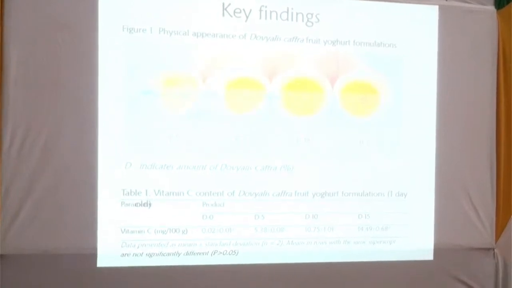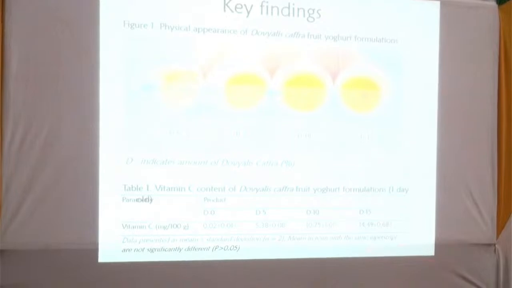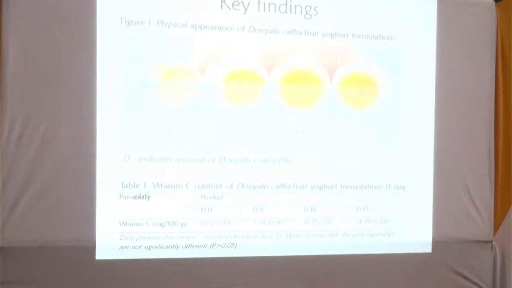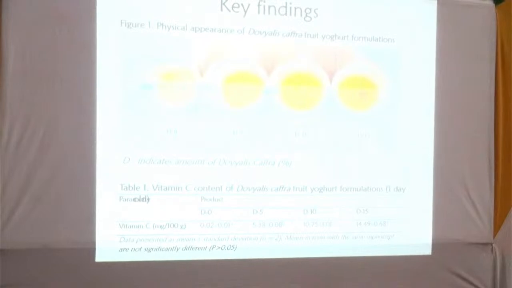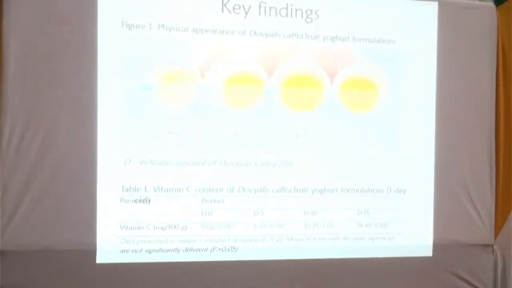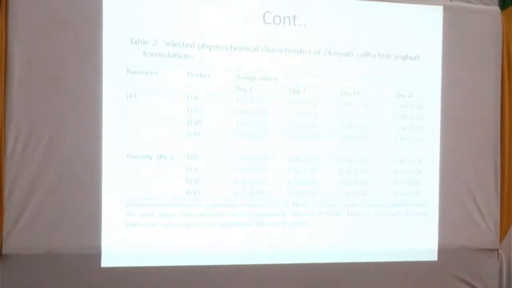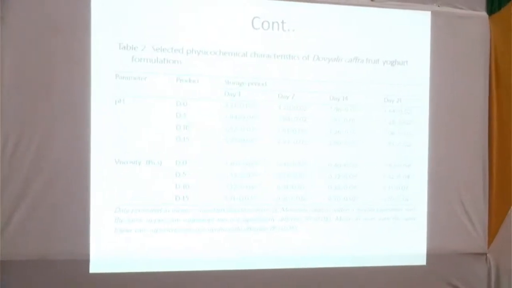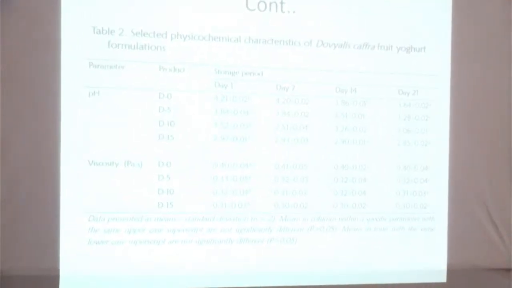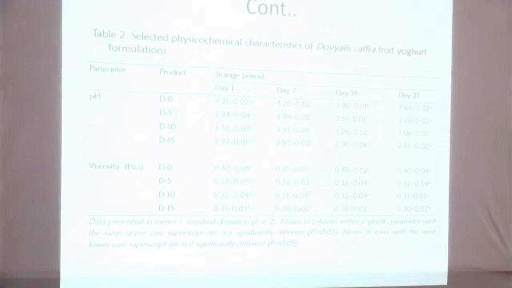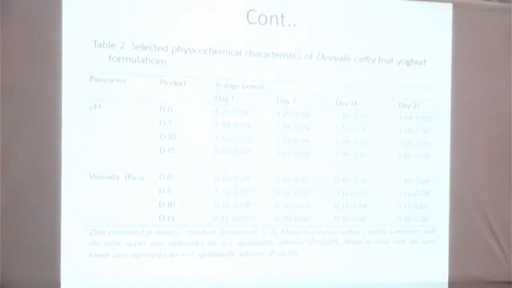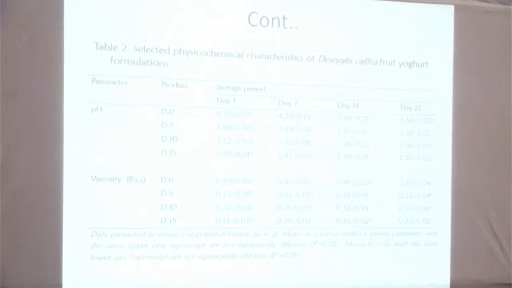Vitamin C content was observed to increase. You can see it's increasing from 0.02 to around 14.49, depending on the quantity of Dovialis cafra that's added to the yogurt. In terms of pH, it also decreased with the increasing amount of fruit. Dovialis cafra, or K-apple, is a very acidic fruit, so you would expect that to reduce the pH. Also with storage, from day 1 of storage of the yogurt to day 21, the pH tended to decrease.